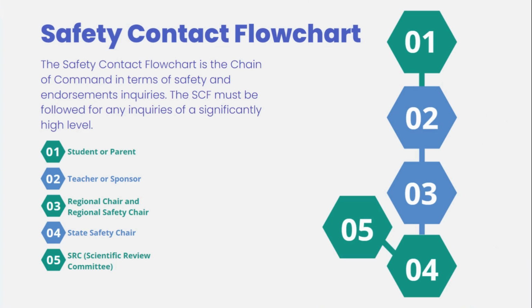I first want to go over the safety contact flowchart, which is the chain of command in terms of safety and endorsements inquiries. It starts at the student level, goes to the teacher level, the regional chair, state safety chair, and finally the SRC, which is the scientific review committee.